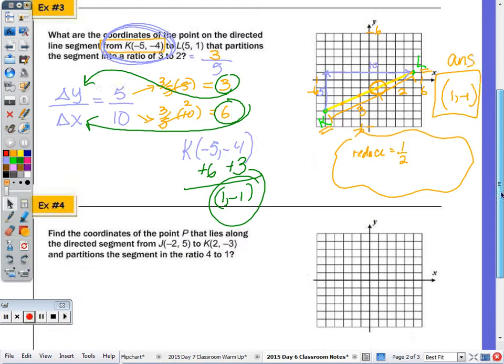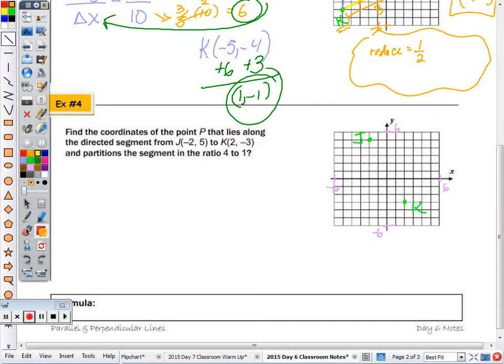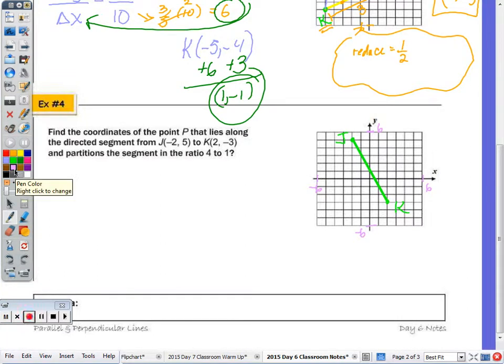So we're going to do one more example, and as I mentioned, it's easier to do it using the graph. So let's see in number 4 if we can do this question using the grid. So again, 6 by 6. J is (-2, 5), and K is here. So when using the graph, I go down 1, 2, 3, 4, 5, 6, 7, 8, and over 1, 2, 3, 4. So in using a graph, 8 over 4 reduces to 2 over 1.